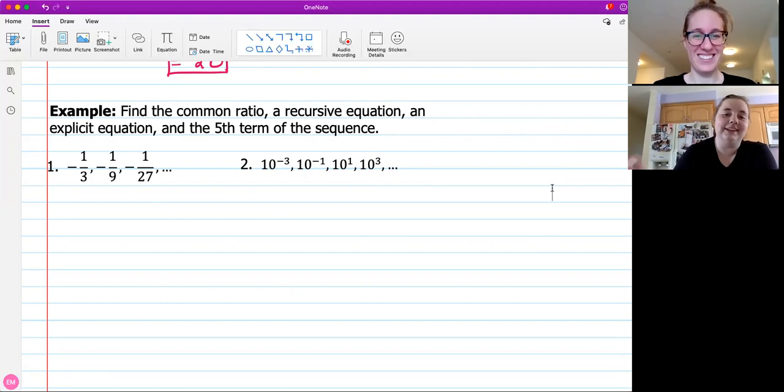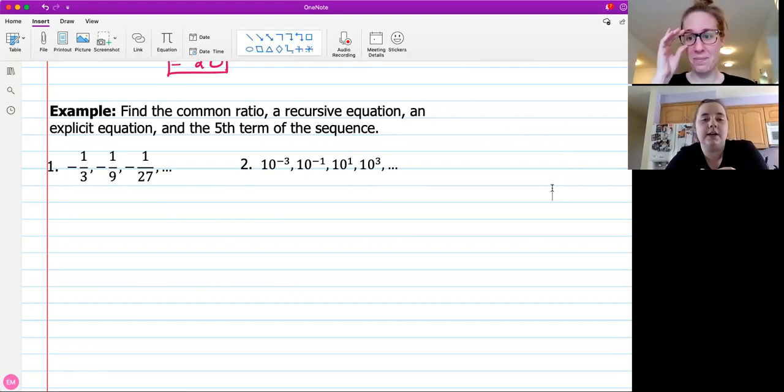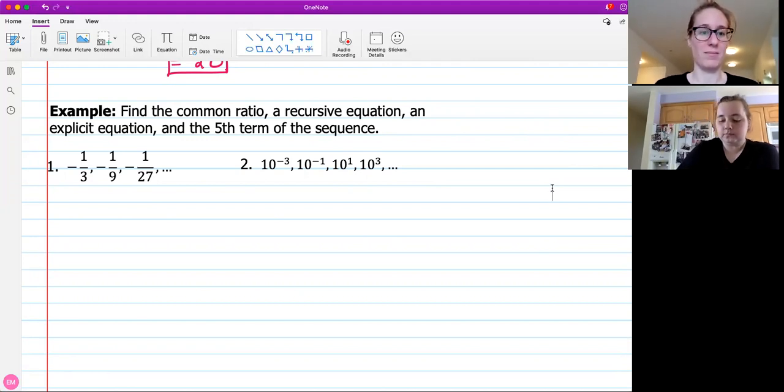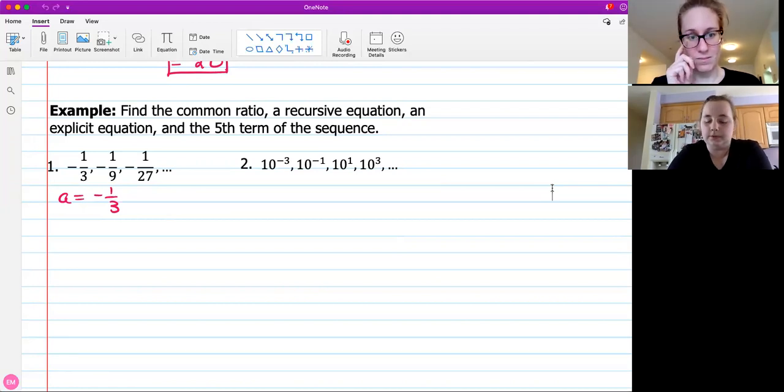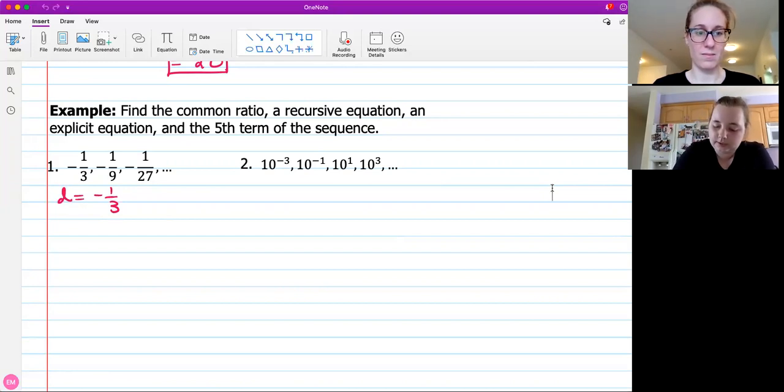All right, so we're going to find the common ratio, a recursive equation, just so you guys can see what it looks like, the explicit equation, and then we're going to find the fifth term in the sequence because that's the number we picked. So our common ratio for that first one is going to be 1/3. It's going to be negative 1/3 actually. So you're subtracting 1/3 every time or adding negative 1/3. That should be a D. So your common difference there is negative 1/3.